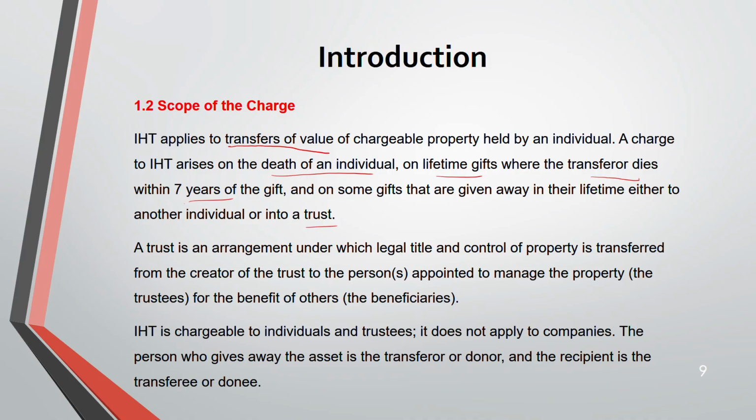So IHT is chargeable on individuals and trustees. It does not apply to companies. IHT is always chargeable on individuals; companies do not pay IHT. The person who gives away the asset is the transferor or the donor. You can name either. The one who gives away the asset is known as the transferor or donor, and the recipient, the one who is receiving that gift, is the transferee or donee.